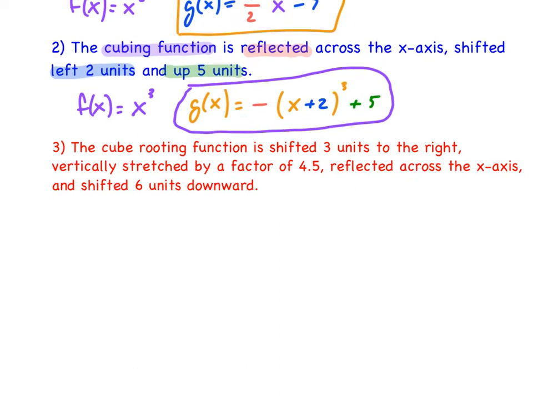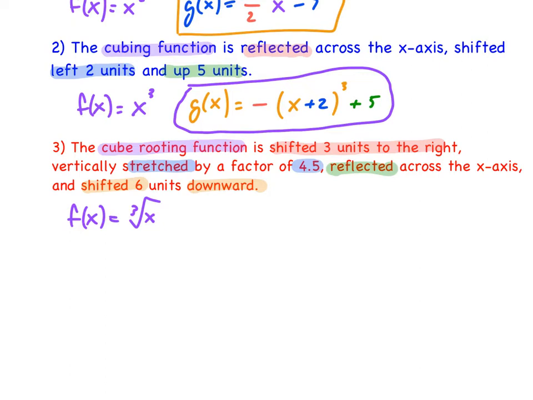And then last one, same idea. So I want to pay attention to the function, so the cube rooting function. Next thing they say is shift 3 units to the right. We got a vertical stretch by a factor of 4.5. Reflection. Ooh, we got a lot of stuff going on in this one. And we've also got a shift down. So just starting off with the function, what would f of x be? Cube rooting, so that'd be a cube root.